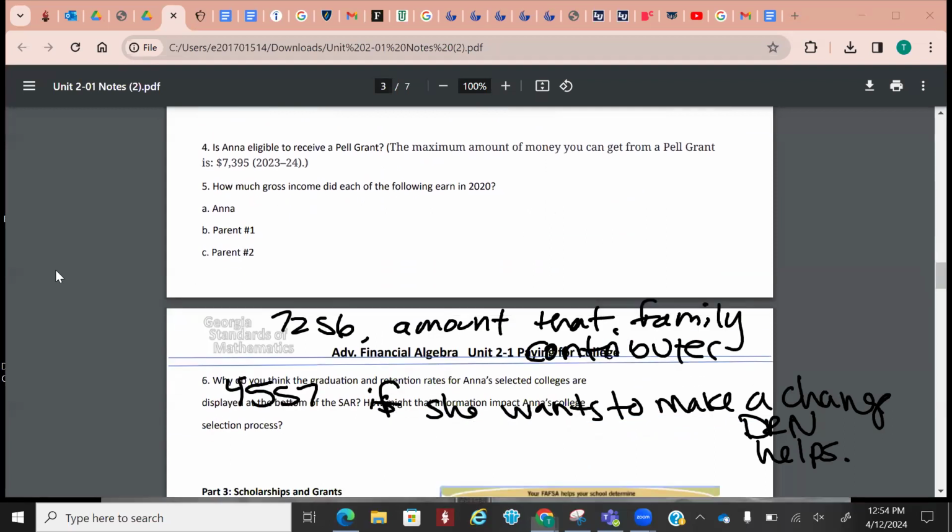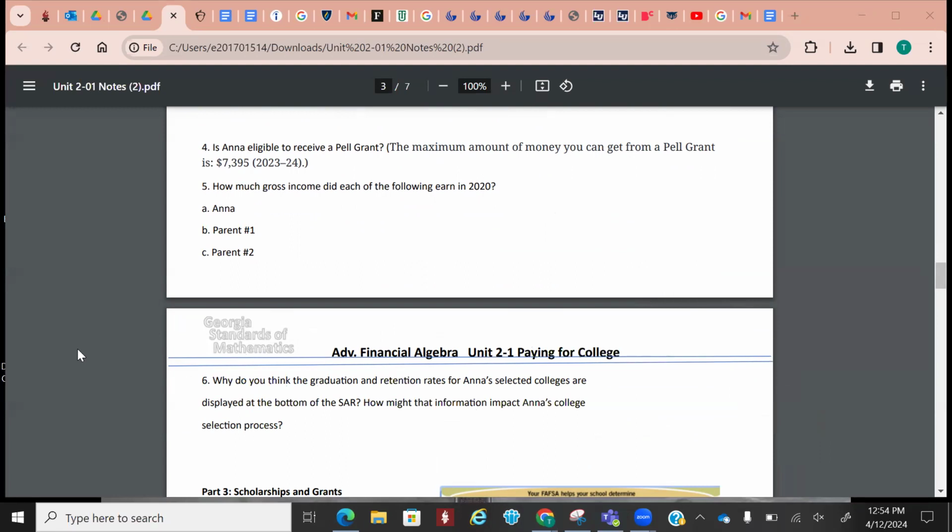Is Anna eligible for a Pell Grant? The maximum amount of money you can get from a Pell is $7,395. So then, yes, she's able to. And how much gross income did each of the following earn in 2020? Anna made, and again, you're looking at the document, $2,400. Her parent is making $76,000, and her other parent makes $21,000.